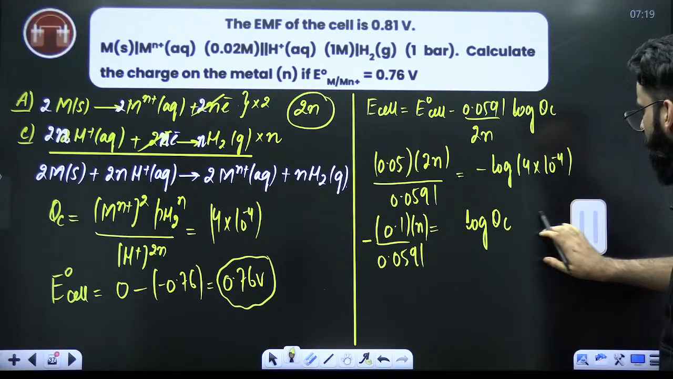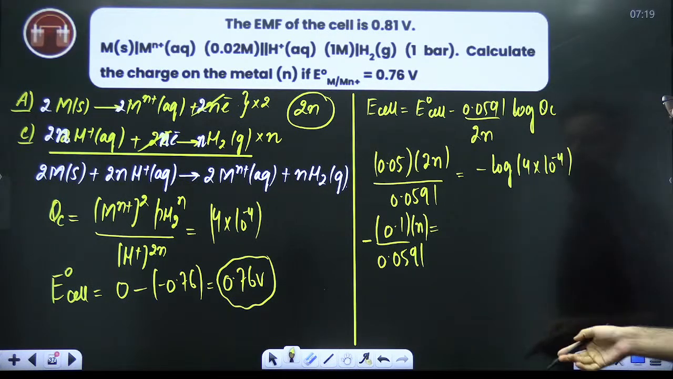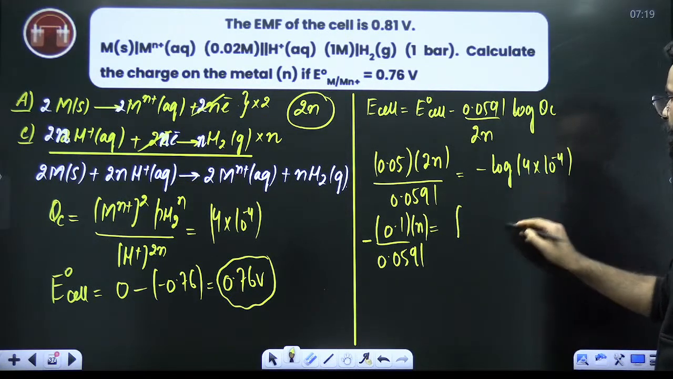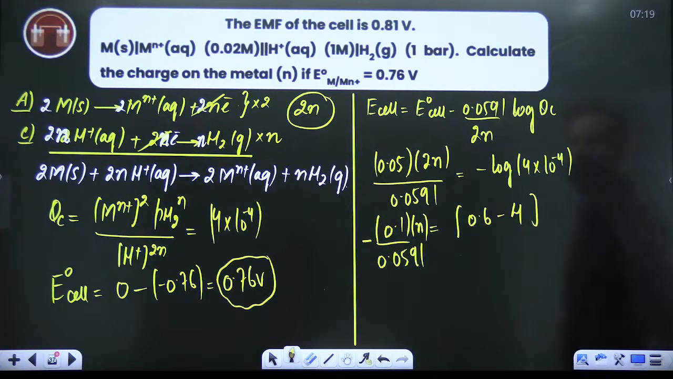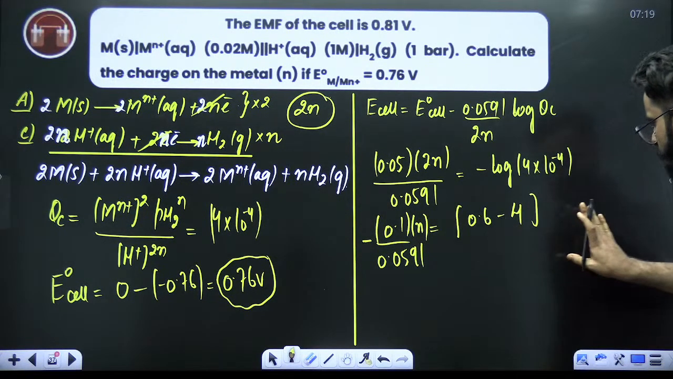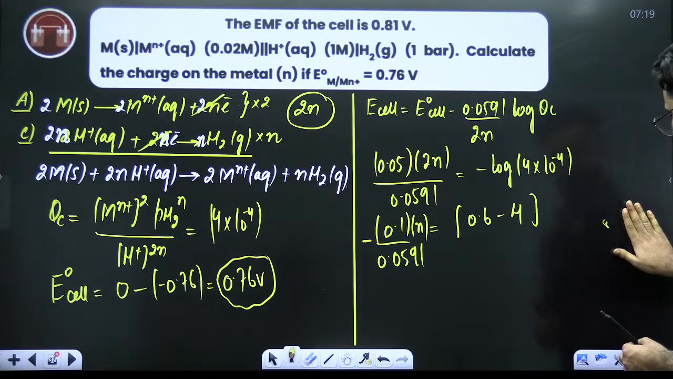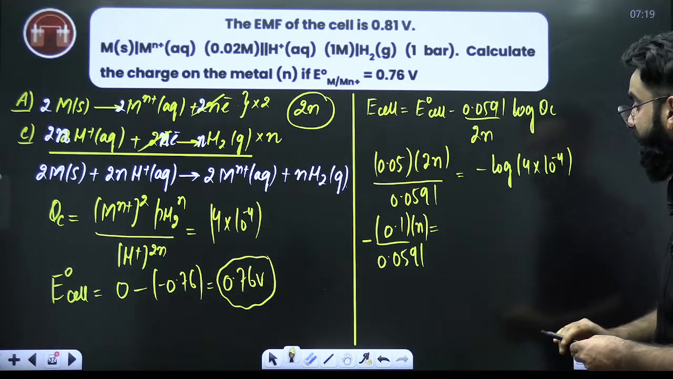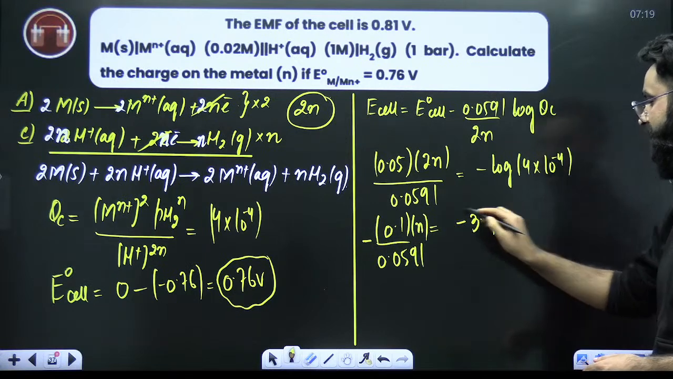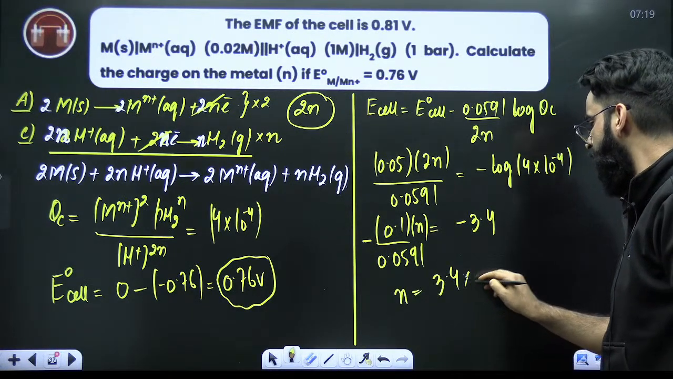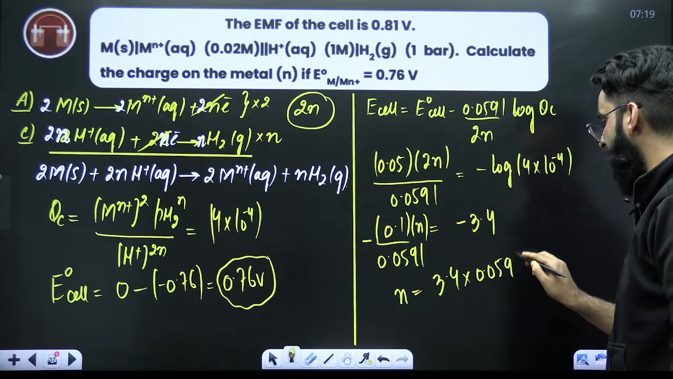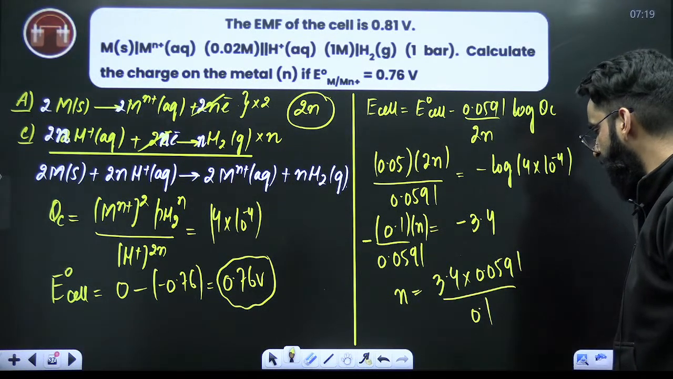Now, do a bit of calculation. Log of m into n is log m plus log n. So log of 4 is 0.6, and log of 10 raised to minus 4 is minus 4. So this overall value comes out to be minus 3.4. So minus gets cancelled out, and n value will be equal to 3.4 multiplied by 0.0591 divided by 0.1.